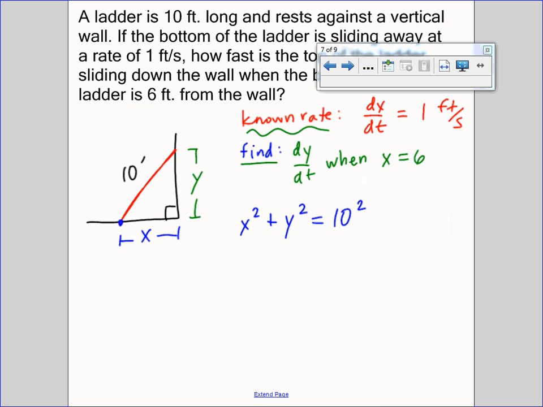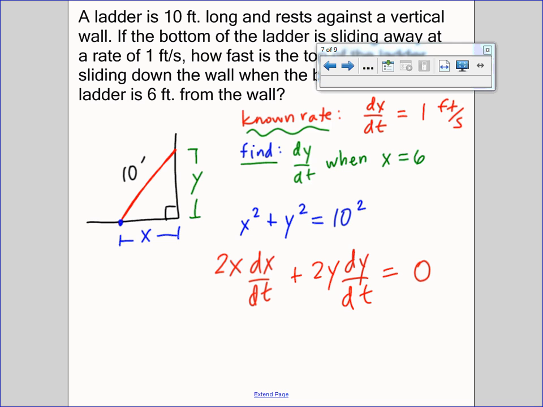So I've got 2x dx/dt. Every time we differentiate a variable with respect to time, it spits out a dx/dt, dA/dt, dr/dt, plus 2y dy/dt equals 0. The derivative of a constant is 0. So don't let that 10 squared fool you. That's not power rule. Now what did we want to find?